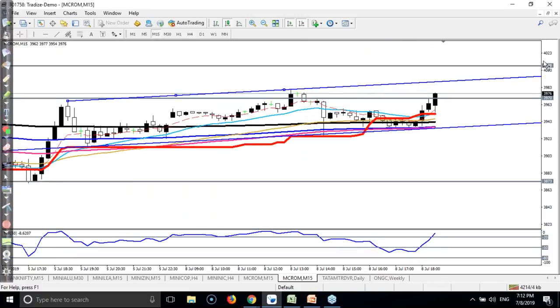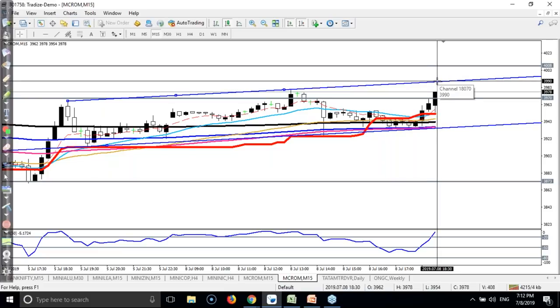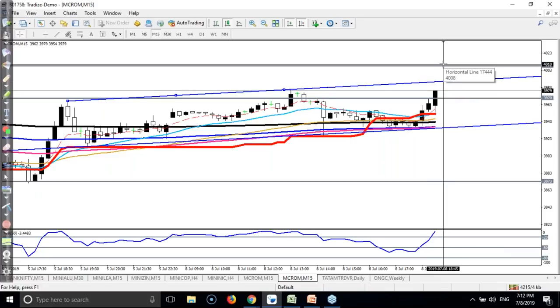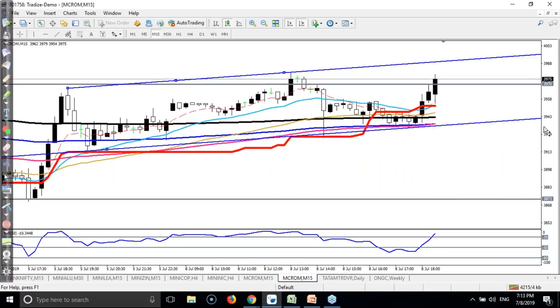You can see they already broke this level. So we are looking for the next target here around 3990. 3990 was my next target here, exactly when they break this level. So next target will be here, right? So let's check it. Wait for a while, let me check it.